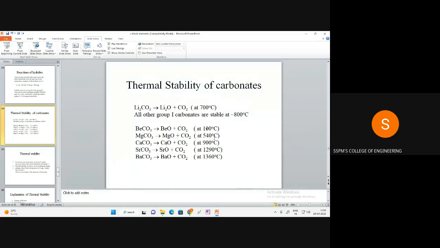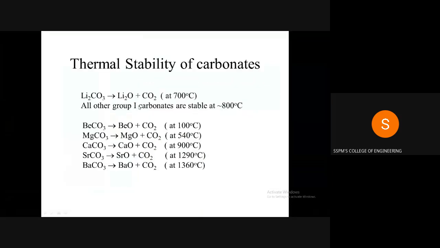Higher the temperature, lesser will be the stability, and lower the temperature, higher will be the stability. So which has lower temperature? It gives the thermal stability. Among these carbonates, which has a low temperature? Beryllium has a low temperature, BeCO3, hence its thermal stability is more.